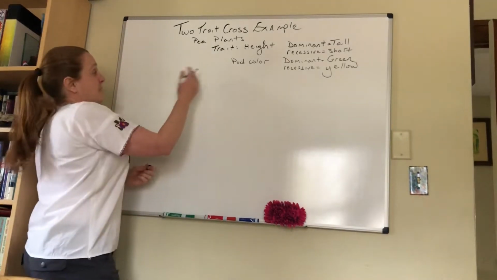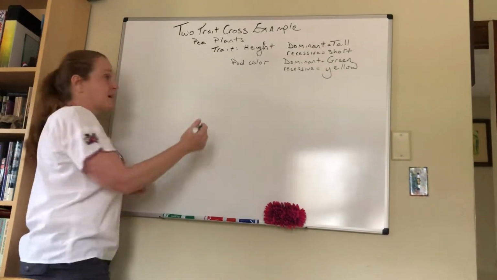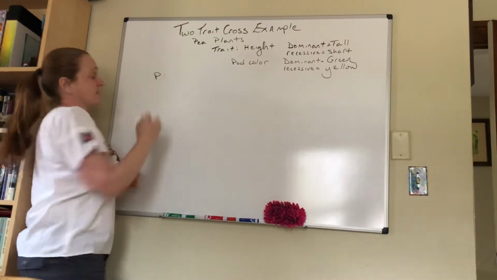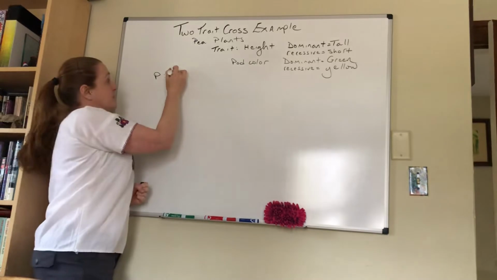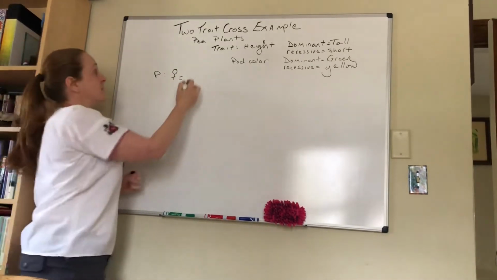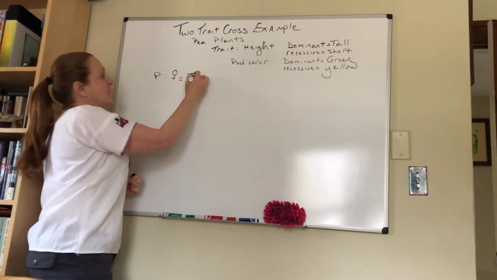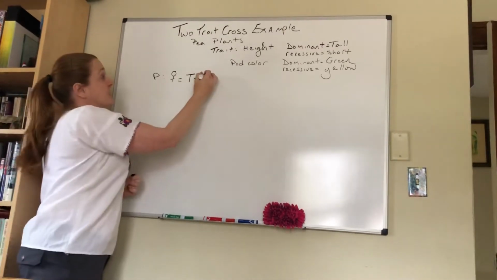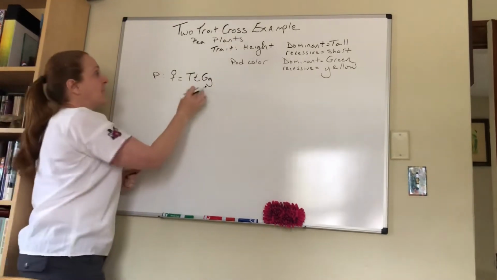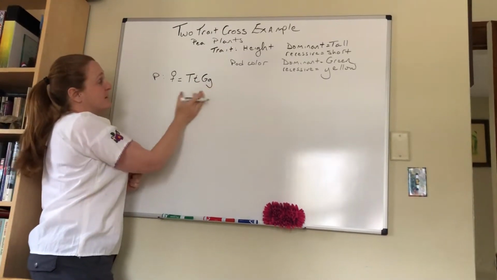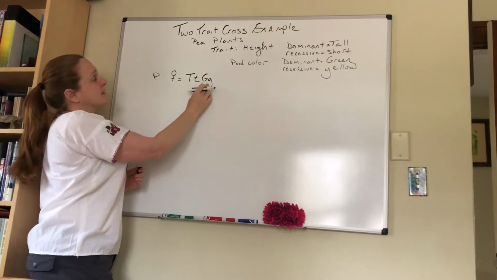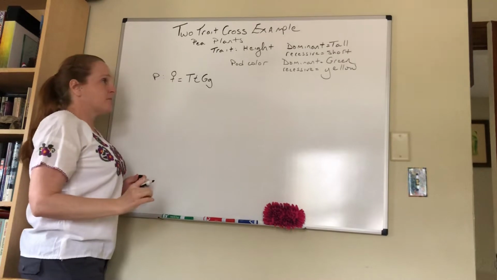So remember, with our Punnett square, we have our 4 main steps. Our first step is we have to figure out our parental or P generation. So in our P generation, let's say we have a female, and that female is heterozygous for height. She also has a heterozygous genotype for pod color. We have our 2 separate letters. The letter T is being used to represent height, and the letter G is being used to represent pod color.